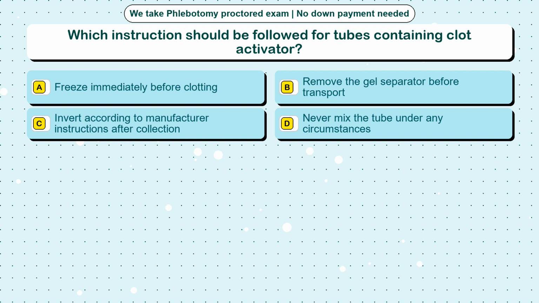Option A. Freeze immediately before clotting. Option B. Remove the gel separator before transport. Option C. Invert according to manufacturer instructions after collection. Option D. Never mix the tube under any circumstances.